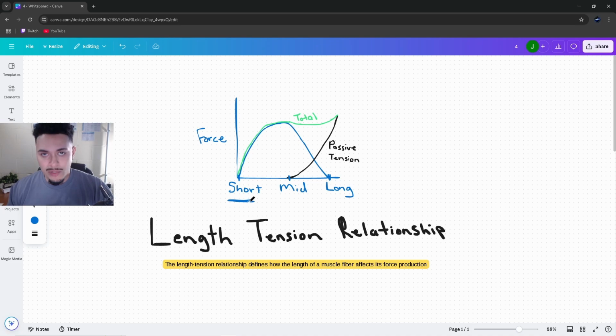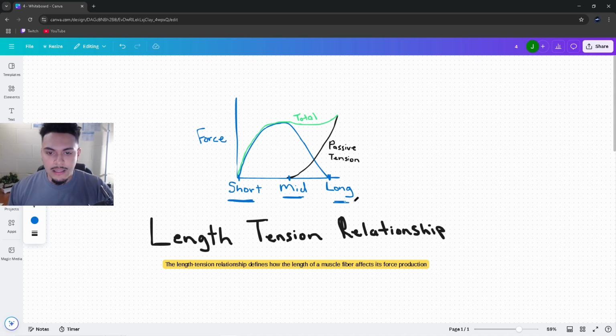we are the weakest, because our muscles physiologically are capable of producing the least amount of force. Once we get here into the mid-range, as you can see, force here on the left, as we go from the short to the mid, that force production starts to rise.